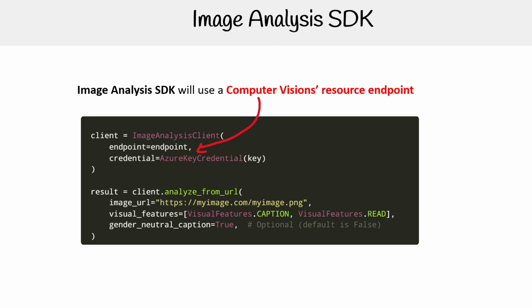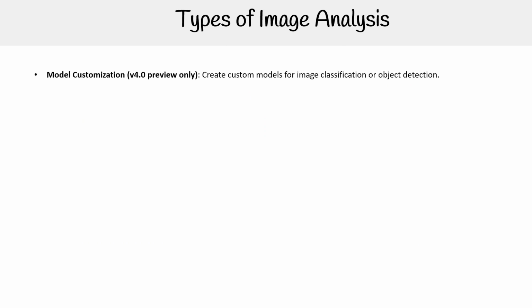What kind of image analysis can we do? Let's look at it in more detail here. Some are in 4 and some are in 3.2. We say preview only, but at this point, a lot of these are kind of out of preview. So maybe I just needed to update this because I'm pretty sure this is now out of preview and this is now available. But we have model customization, so create custom models for image classification and object detection.